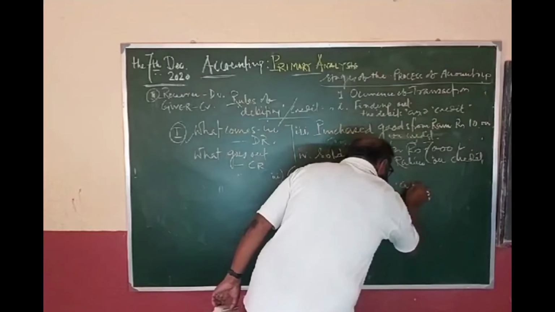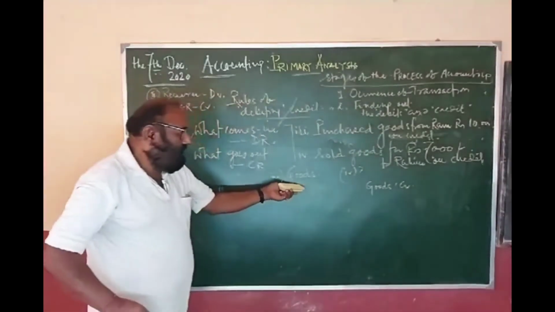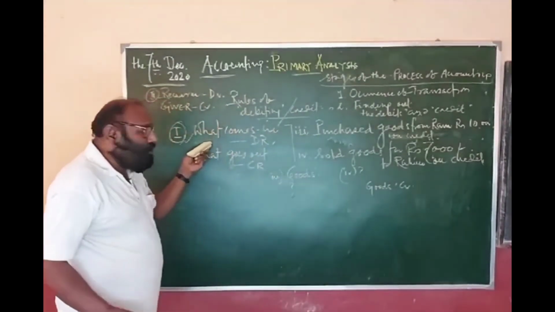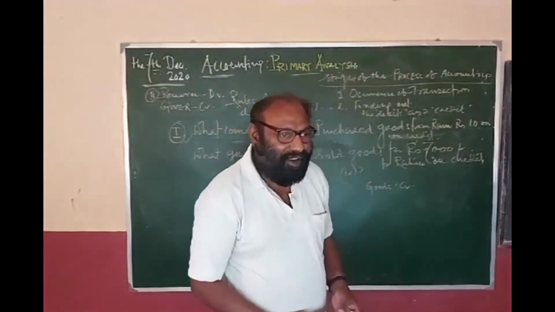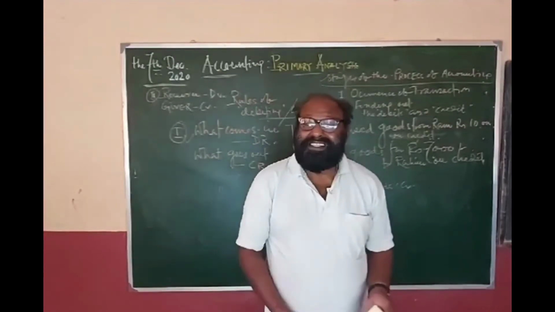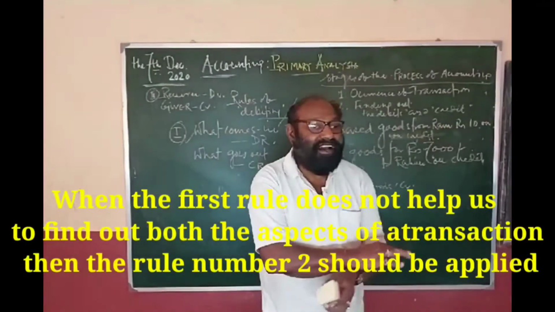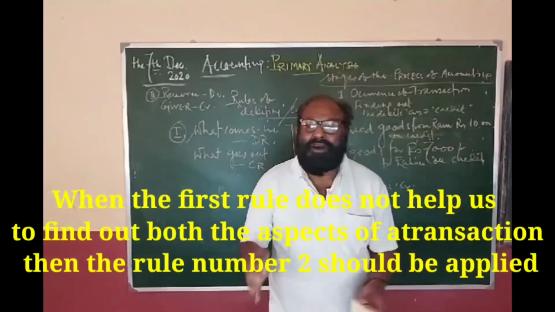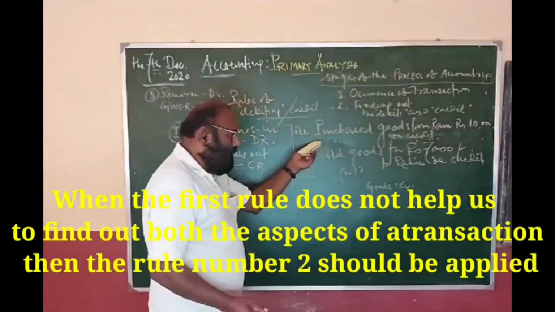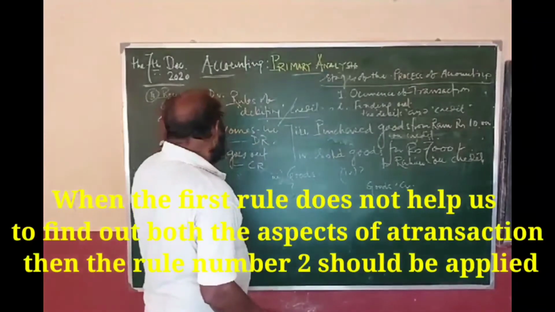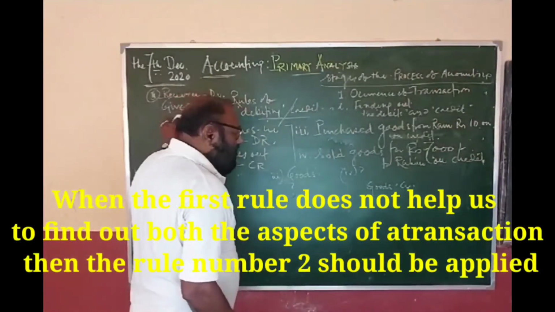Goods credit. Now, the first rule is not sufficient to clear your problem. The first rule is not giving you a clear idea, a delineation of what is credit or what is debit. And then you come to the second rule.